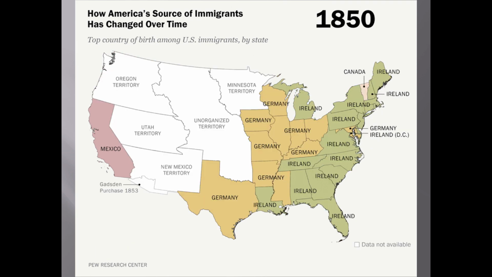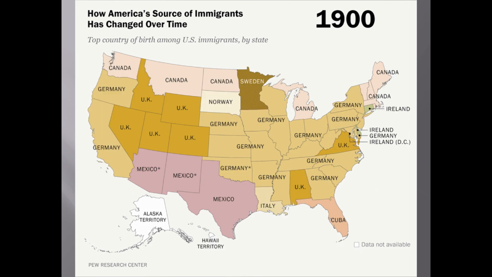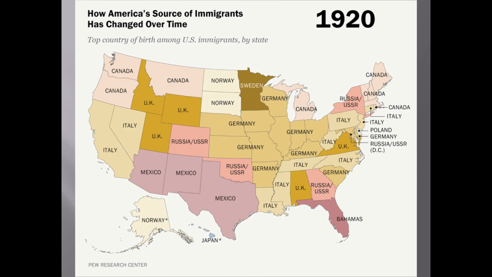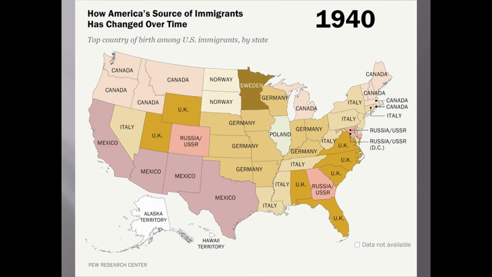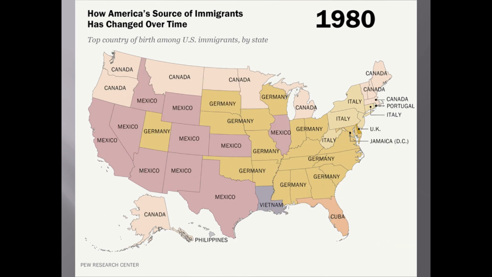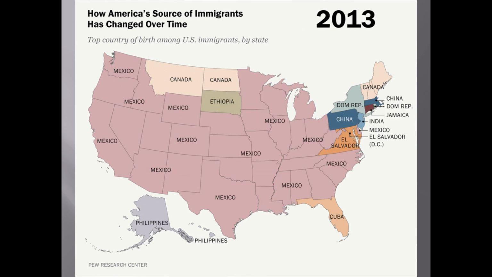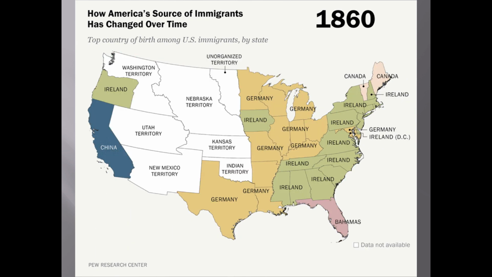So New York, beginning in 1850. Irish, German, Russian, Italian, Dominican Republic. Okay, that's a good one.